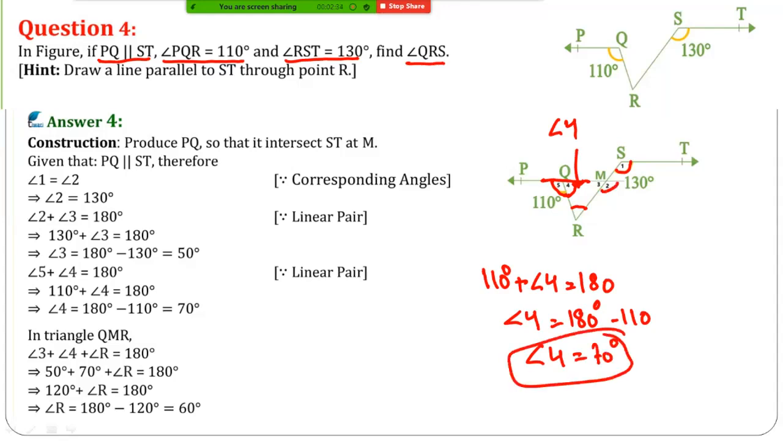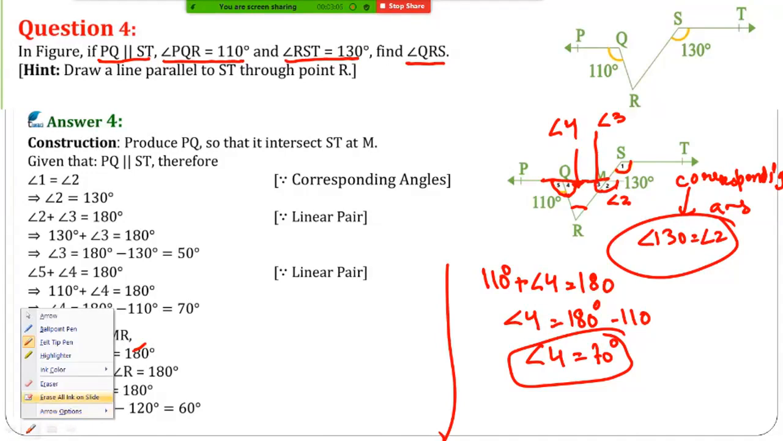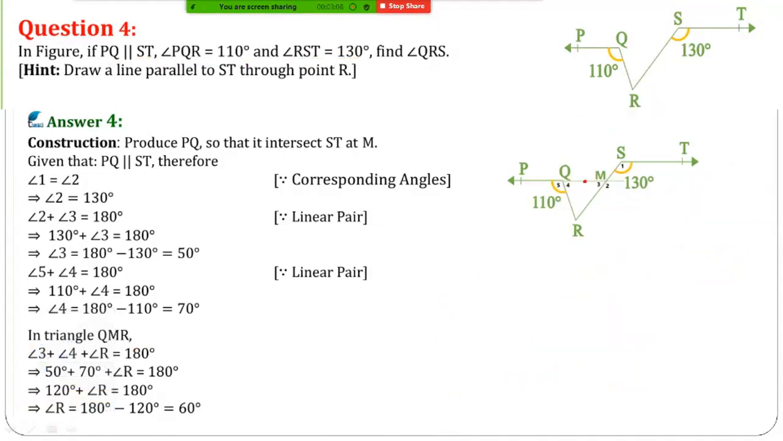Suppose this angle is angle 2, so angle 2 is equal to 130, that is your corresponding angles. So this is angle 2 and suppose this to be angle 3. So angle 2 and angle 3 form a linear pair. So these two angles form a linear pair. These are on a straight line. This is your angle 2. This is your angle 3.